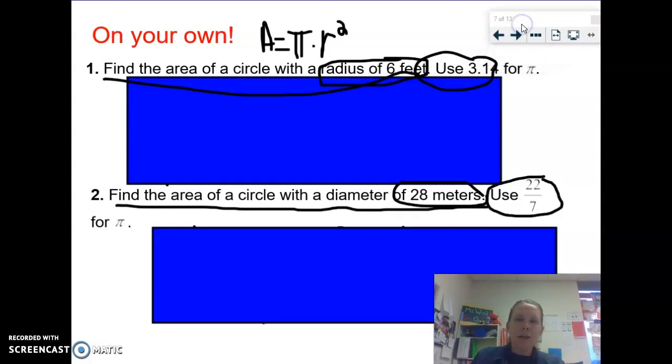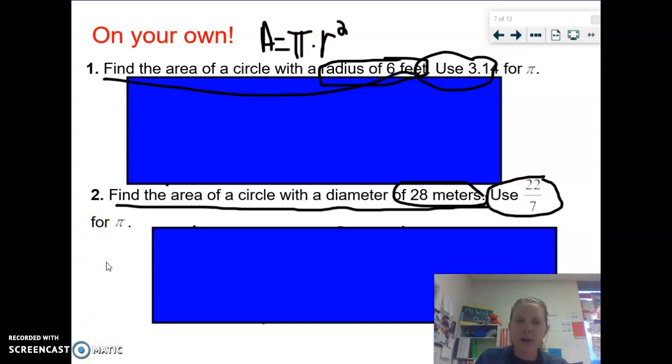All right, so take a minute here and go through these problems. These are on your own. So find the area of a circle with a radius of 6 feet. Use 3.14 for pi. This time find the area of a circle with a diameter of 28 meters. And then use 22 over 7 for pi. Again, take the minute to pause the video. Show out your work. When you're ready, restart the video. See if you got your answers correct.